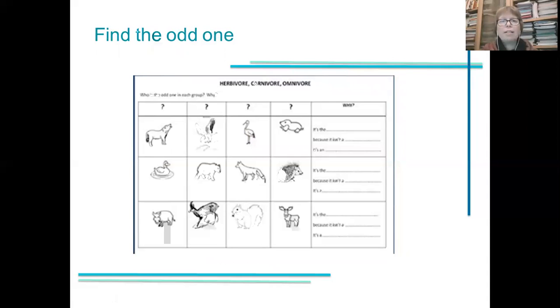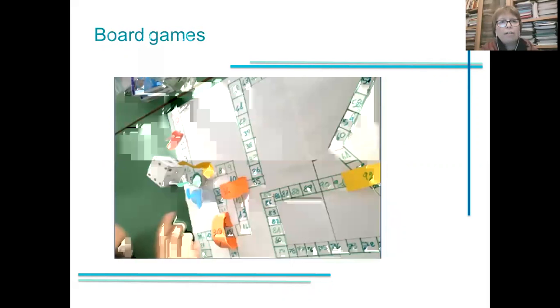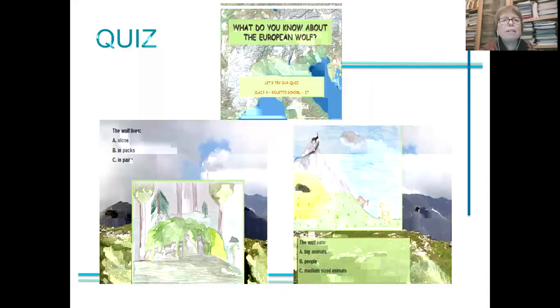For example, this is a game that has been created by children age 9. You have to find the odd one in each group, but not only find the odd one, you have to also give the reason why it's the odd one. You can create board games. You can create this kind of word games. You can ask children to create quizzes. So ask children to use what they have learned to create games.